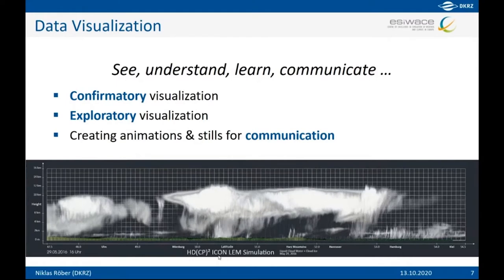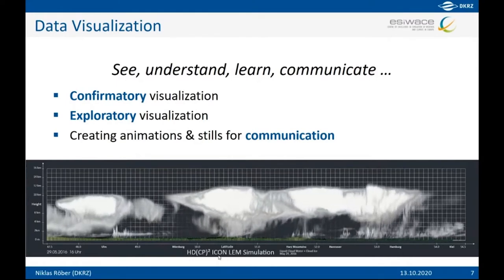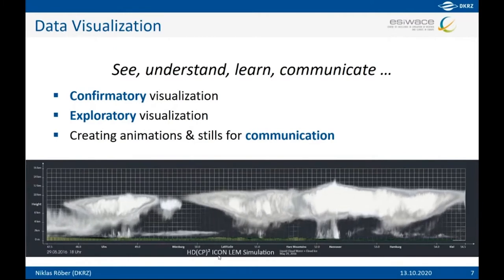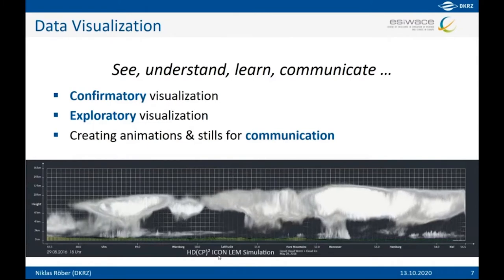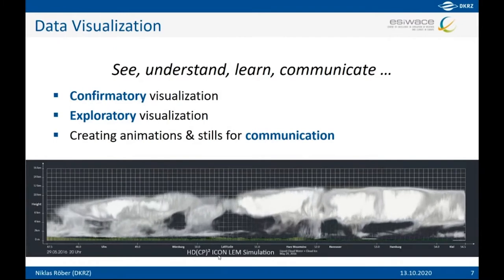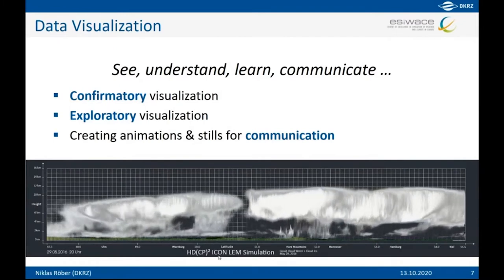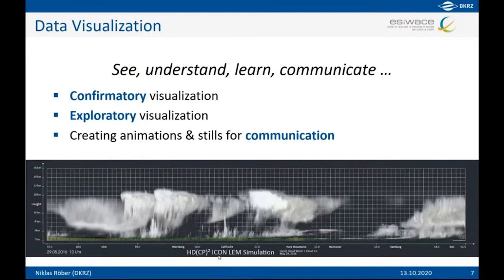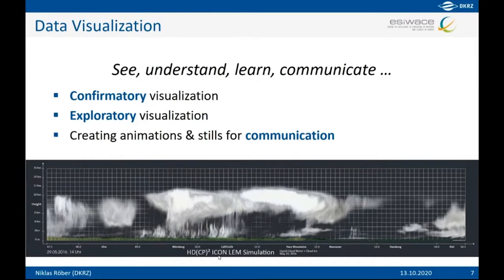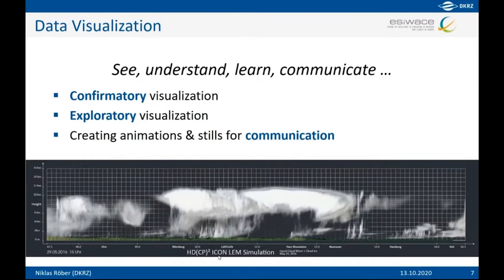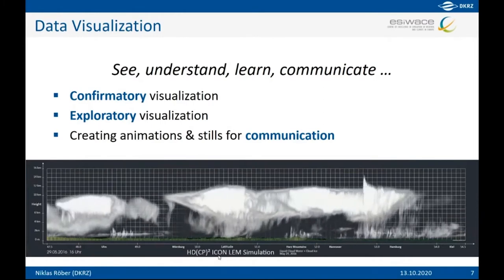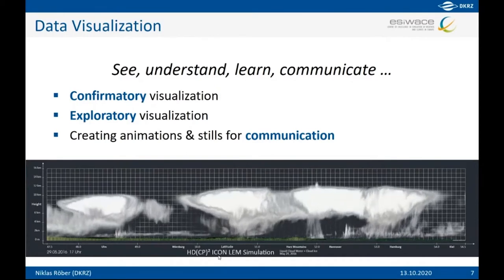And in relation, there are three visualization goals that you want to pursue. The first one is confirmatory visualization. You do this when you know a certain feature should be in the data, such as the AMOC in ocean data. Then you're looking for this one, and if you find it, then you know the simulation is okay or plausible. Then exploratory visualization, when you would like to find new features that you would like to detect. This is the most interesting but also the most difficult part of everything. And in the end, you would like to create animations and stills to communicate your results to your colleagues.